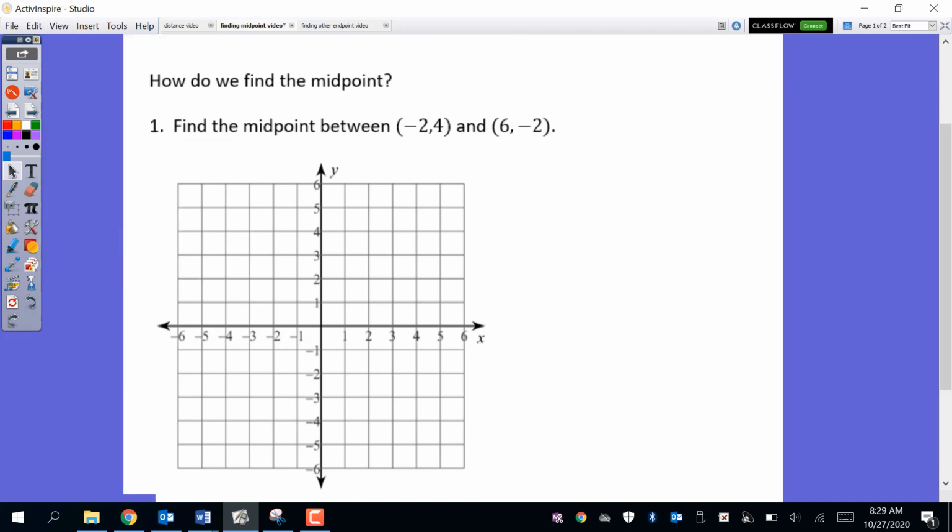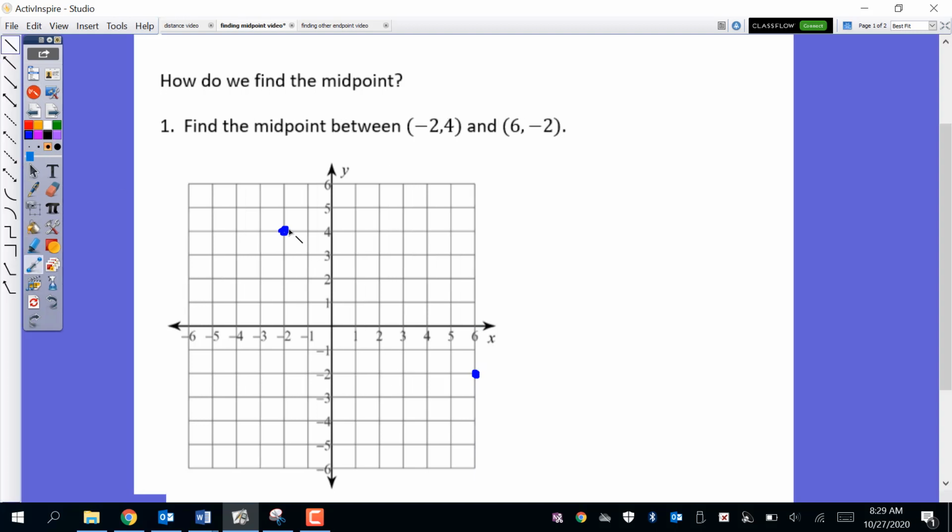Okay, so the first thing you're going to do, you're going to plot the points, obviously, or else you can't find the midpoint. So the first one's at -2, +4, put a dot. The second one's at 6, -2, put a dot. Now I would probably connect the points if I were you, because your midpoint should still be on that line somewhere.